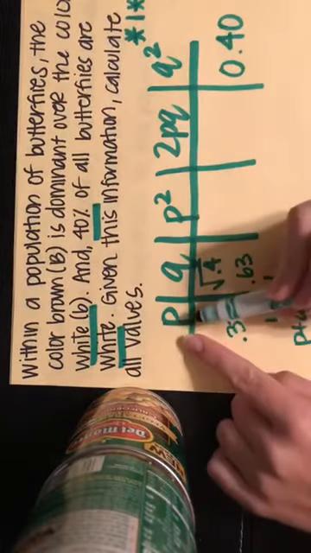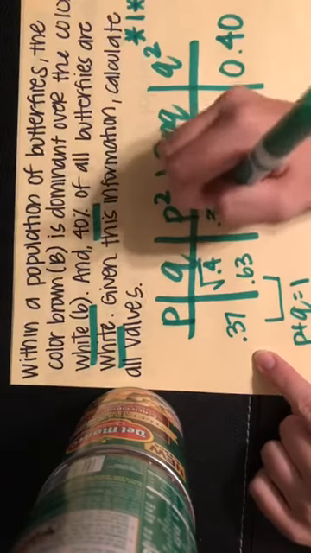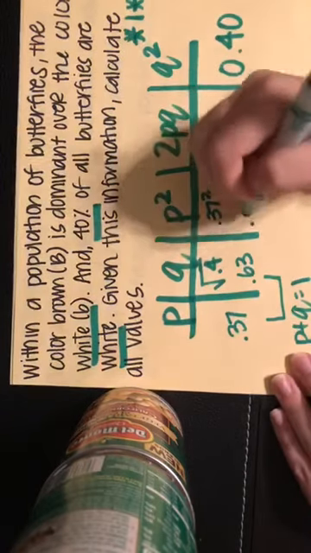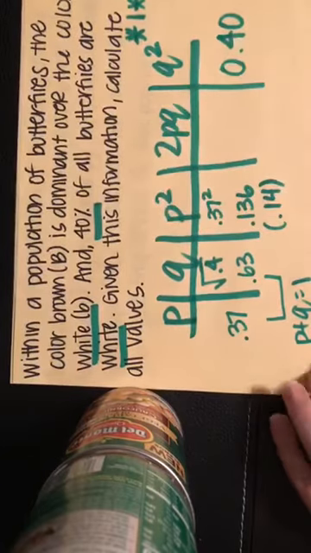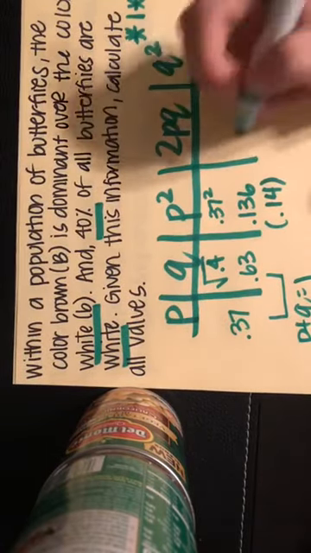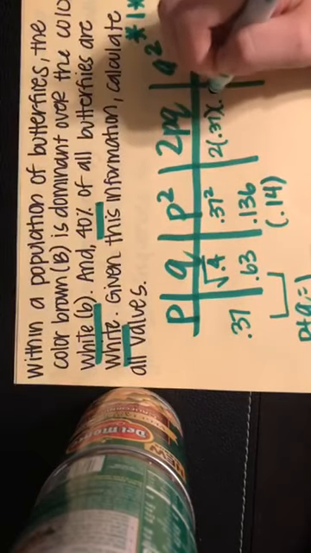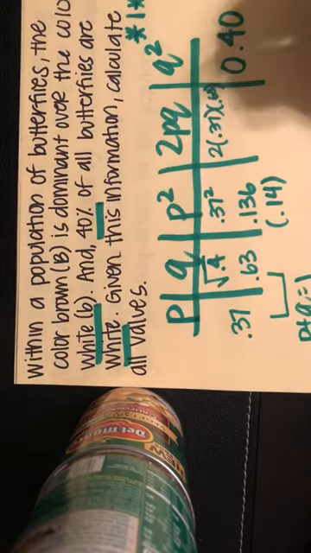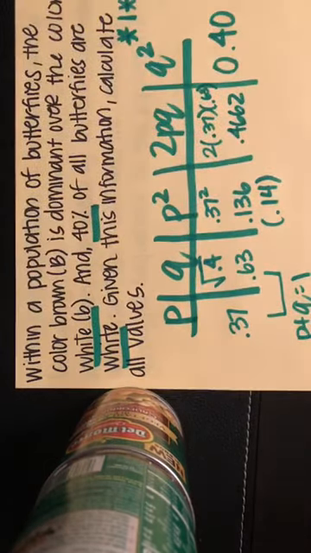So since I know my P, I can find my P squared. So I'm just going to take P and I'm going to square it. So 0.37 squared is going to give me 0.136, or you can kind of round that, make it 0.14. And then to find my 2PQ, you can just sub in 2, then sub in your P of 0.37, and then sub in your Q of 0.63. And that's going to give you 0.4662.